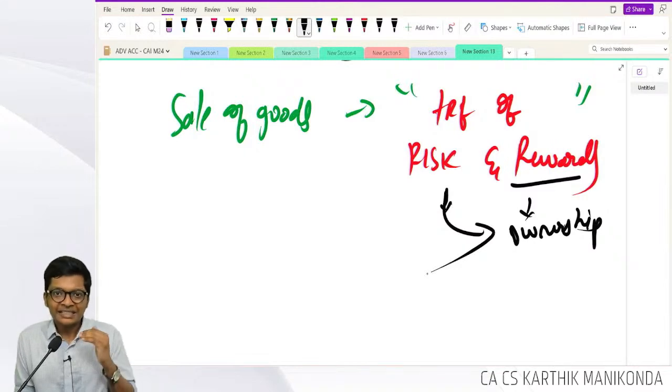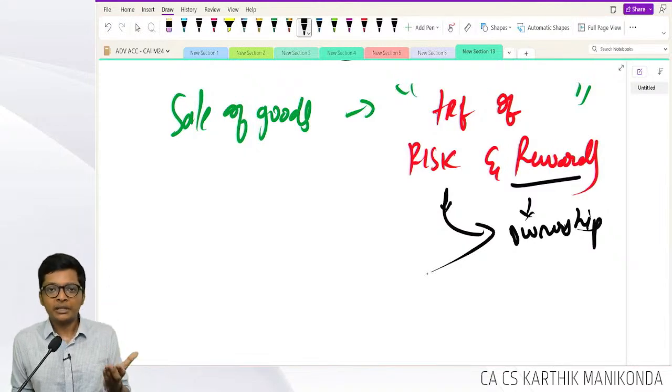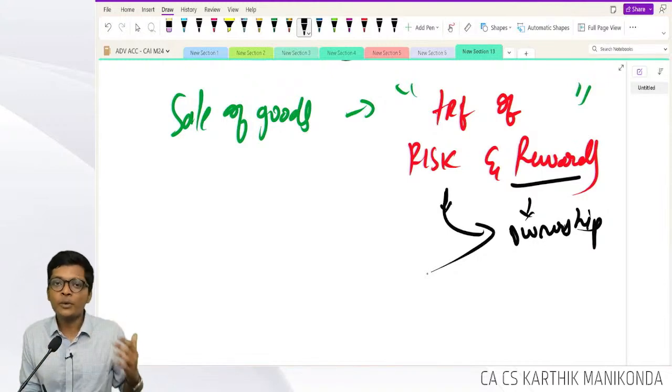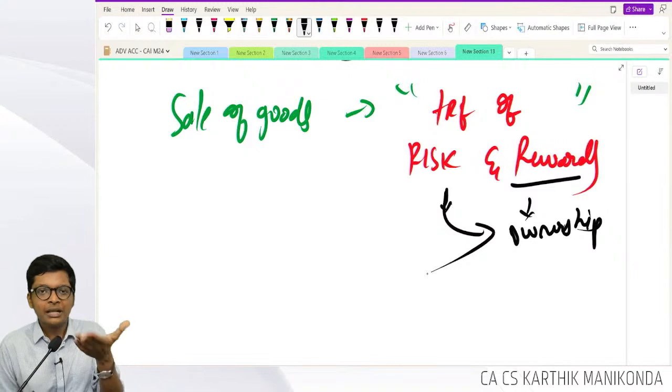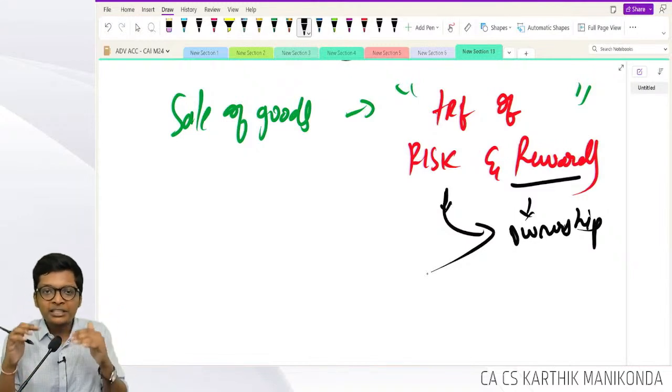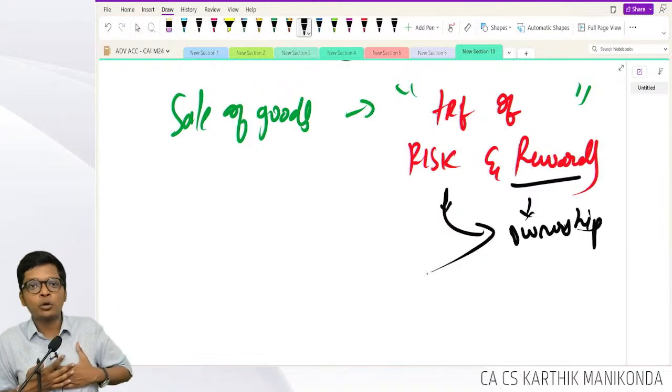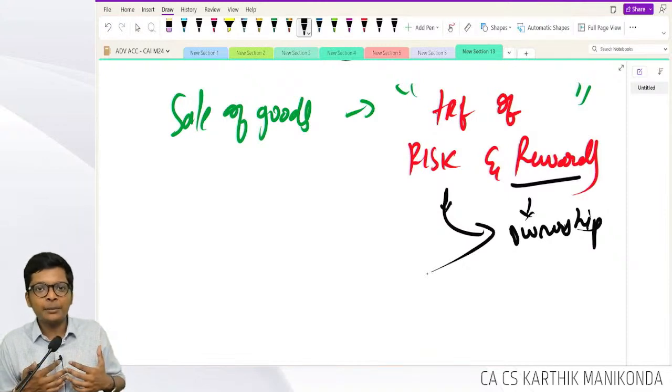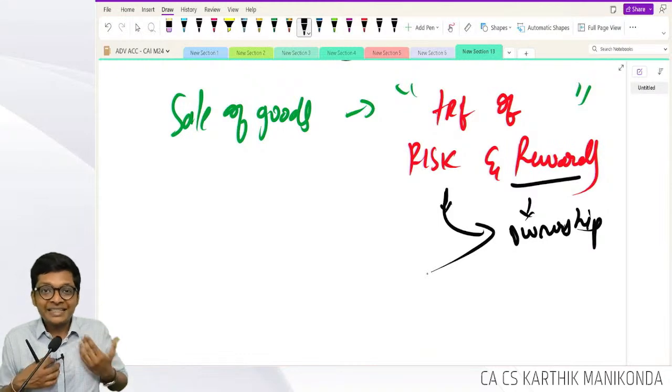Sometimes they'll give a question: the seller sold the goods, but the buyer requested the seller to keep the goods with the seller itself. How many times have you seen this question? The seller sold the goods, but the buyer asks the seller, you please keep the goods with yourself. So I kept the goods with myself. Now the goods got damaged or destroyed. Who should bear the loss? The buyer? Or can the seller account for revenue?